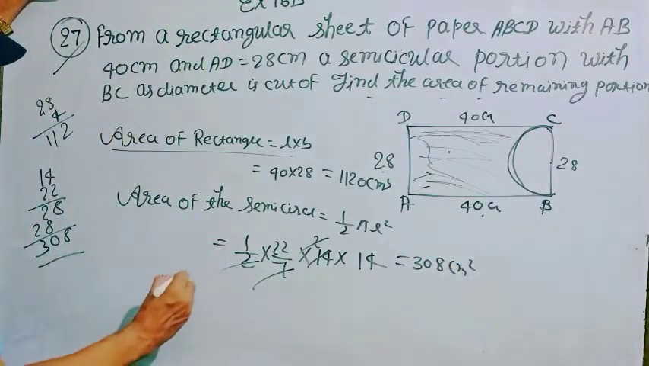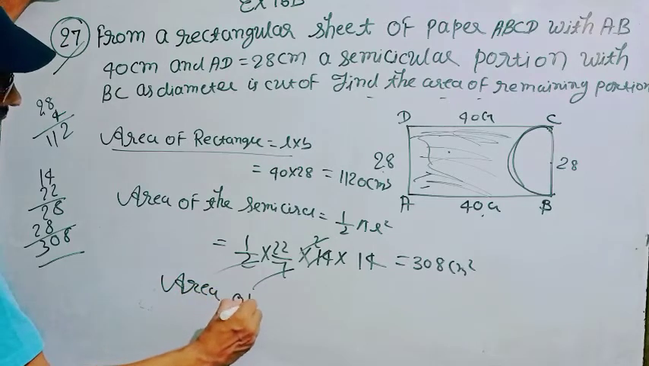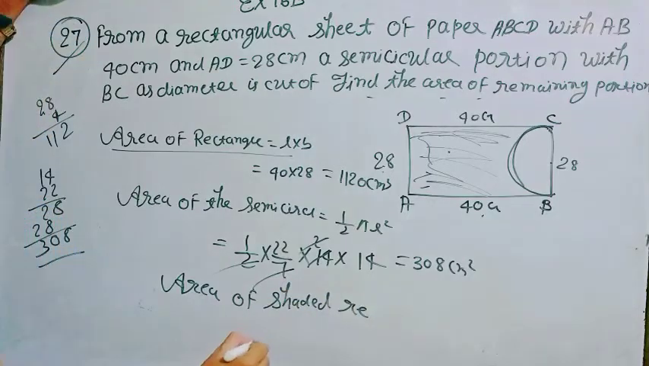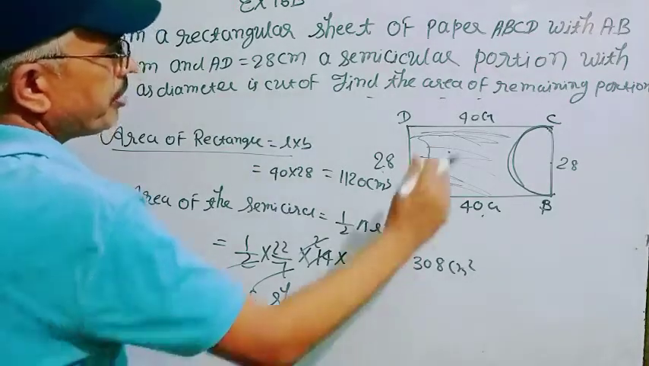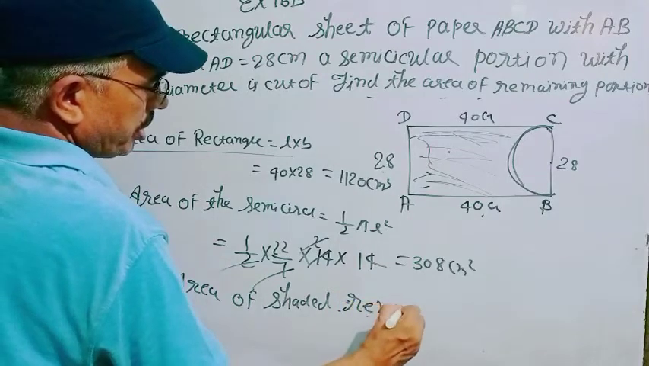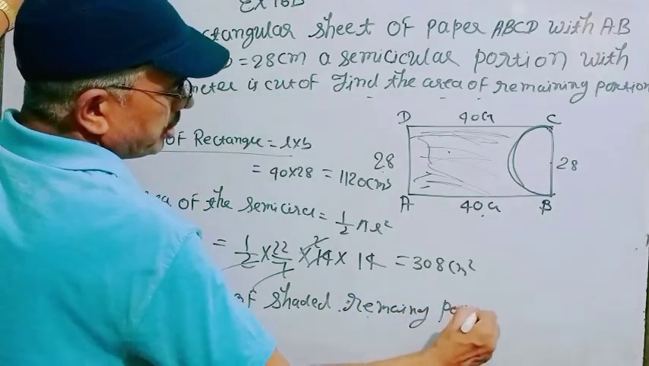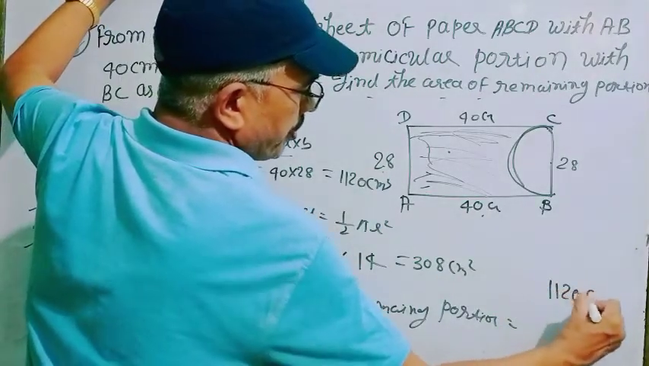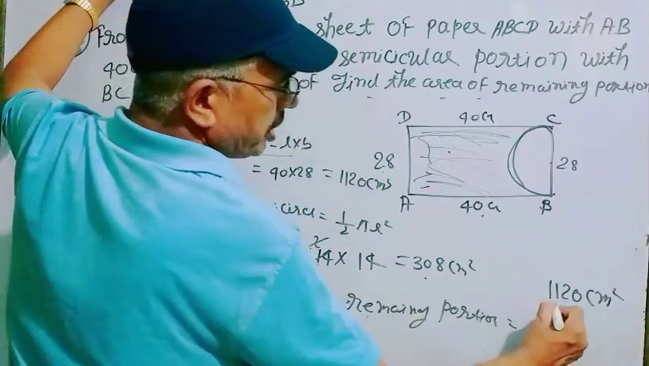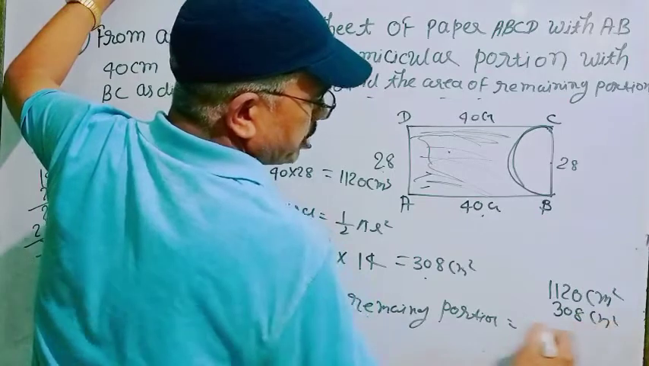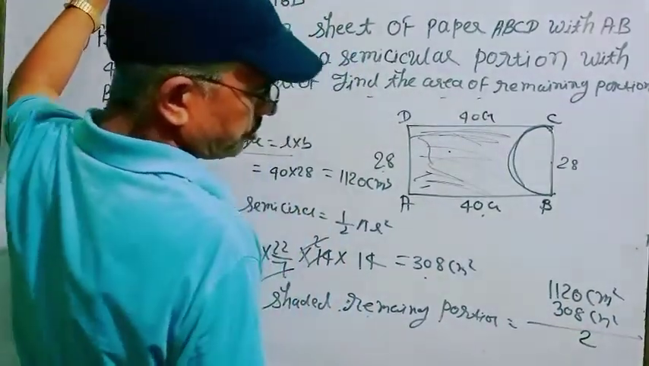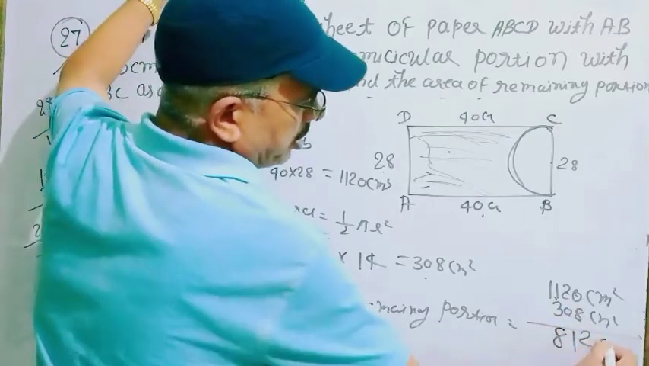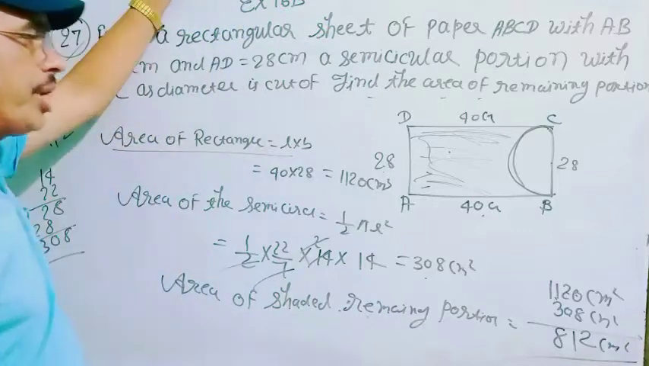So what is the area of the shaded region? Write here: area of shaded region, otherwise the area of the remaining portion, is equal to 1120 cm square minus 308 cm square. Then 10 minus 2, 11 minus 1, and it is 8. So the answer is 812 cm square.